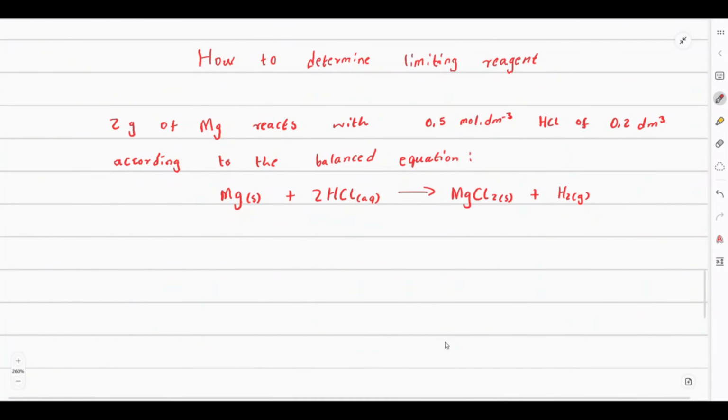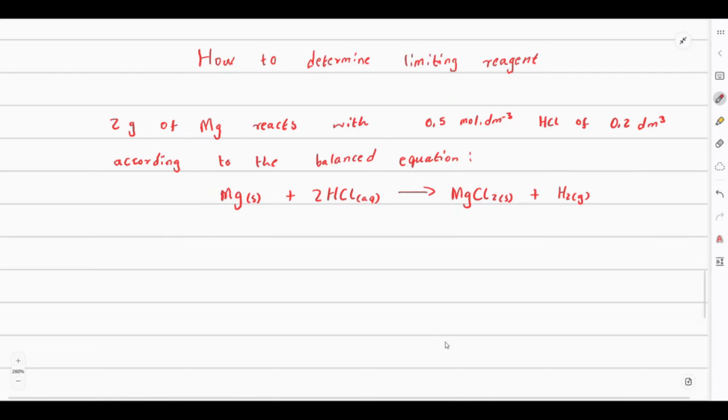I will be taking you through how to determine a limiting reagent, because in a chemical reaction we have a limiting reagent and an excess reagent. As you are doing revision, or as you are learning, you need to know that a limiting reagent is the substance that is going to be used up completely in a chemical reaction. An excess reagent is the one that is going to be left after the reaction is complete.